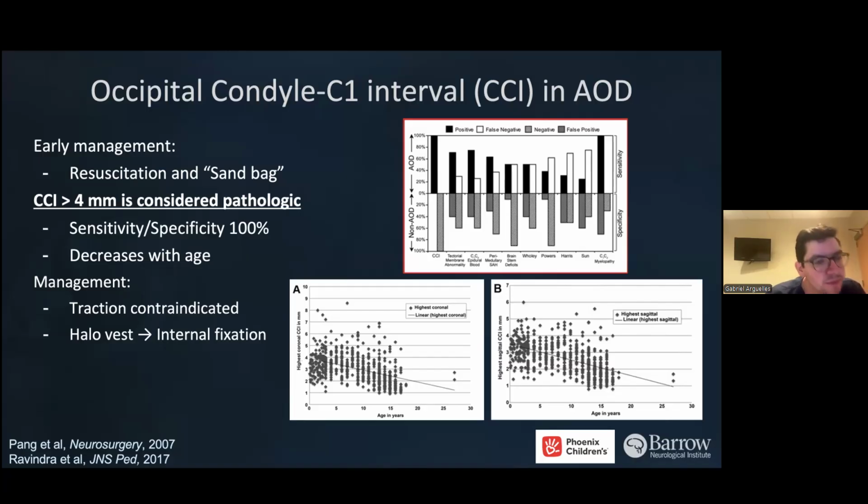So to round out the slide, traction is contraindicated in AOD, as we talked about. Often these patients are immobilized with a halo vest, which is a more durable external fixation method prior to doing internal fixation.